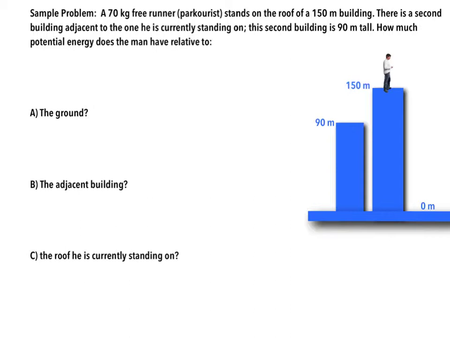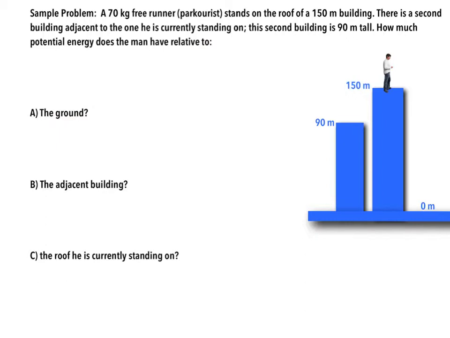Now, here's the first problem. How much potential energy does the man have relative to the ground? For that, all we need to know is our equation for potential energy, because just like with anything in physics, we can figure out how much energy something has by doing a simple calculation. That's going to be the potential energy equation.